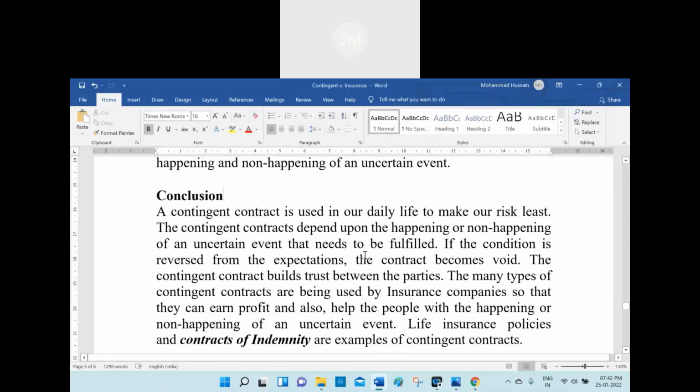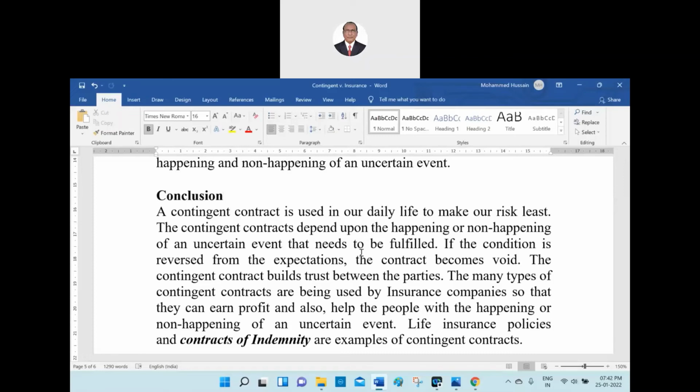A contingent contract is used in our daily life to reduce our risk at least. The contingent contract depends upon the happening or non-happening of an uncertain event that needs to be fulfilled. Either happening should be fulfilled or non-happening should be fulfilled. But if the happening becomes impossible, that contract is void. Or if the non-happening becomes impossible, the contract is void. If the condition is reversed from the expectations, the contract becomes void.